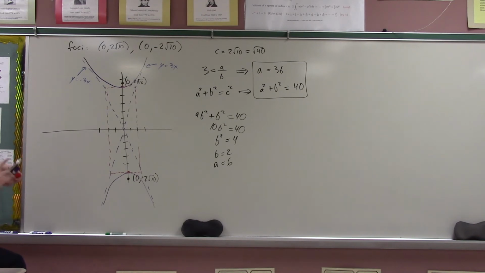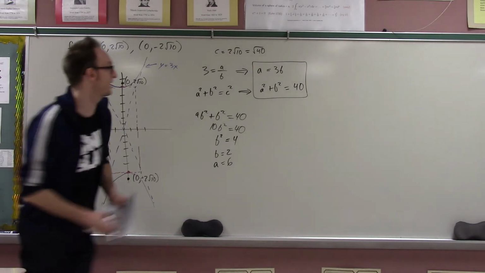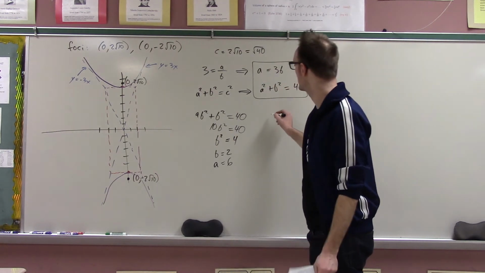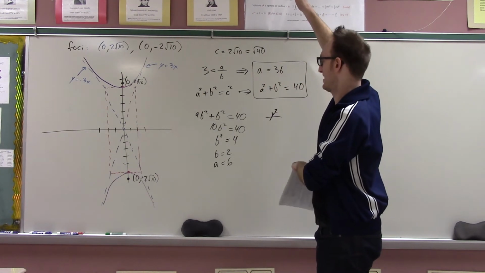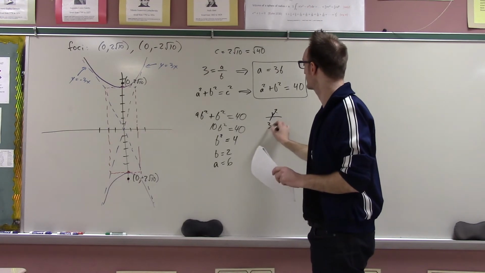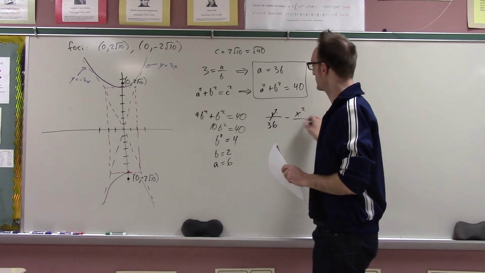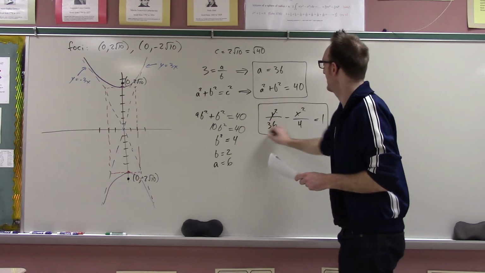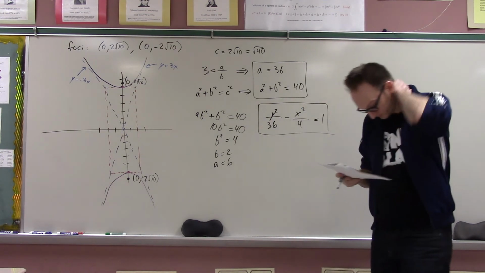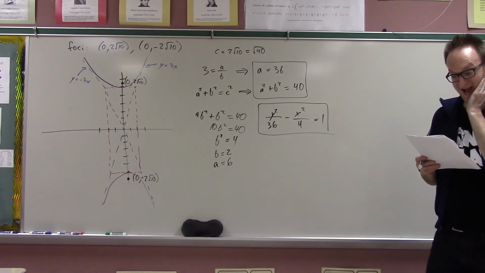From that point, not much. Just do all the stuff. So what's the equation of this thing? It's y squared over, well, y has been stretched out by a factor of 6, we just said, so this is y squared over 36, minus x squared over, has been stretched out by a factor of 2, so 4, equals 1. So that's the equation. That's one thing we had to do.